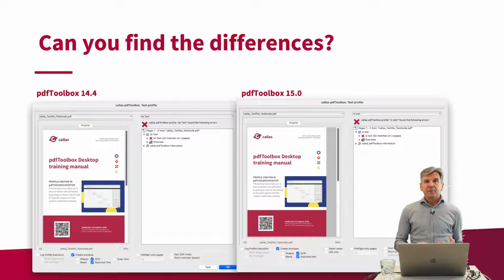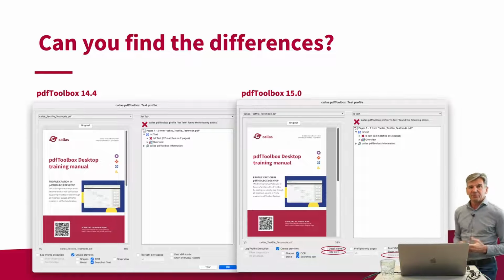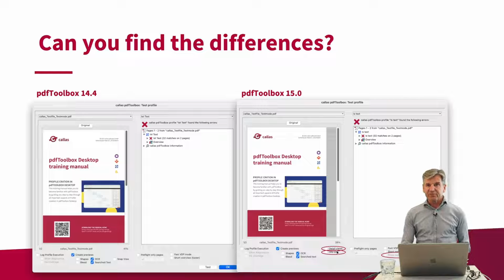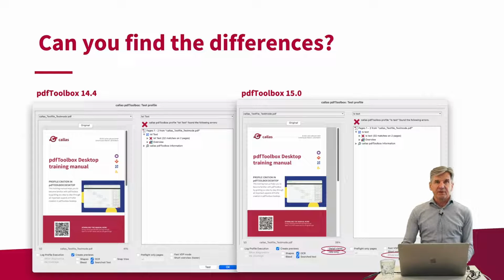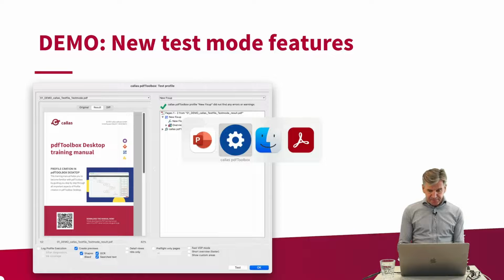And here we have both next to each other, pdfToolbox 14 and 15. And then there are a few differences. You have a few new options in pdfToolbox 15. There is details view, there is hits only, and there is show custom areas. Let's have a look again.